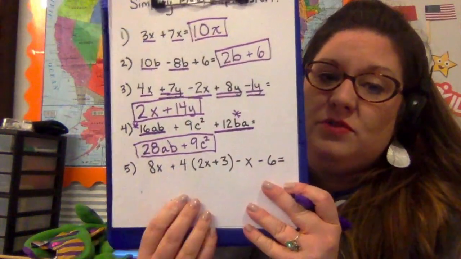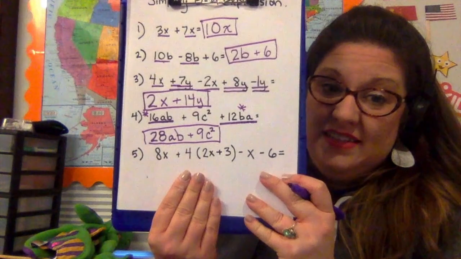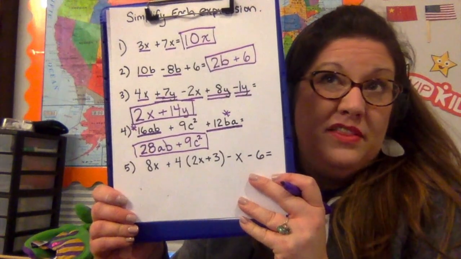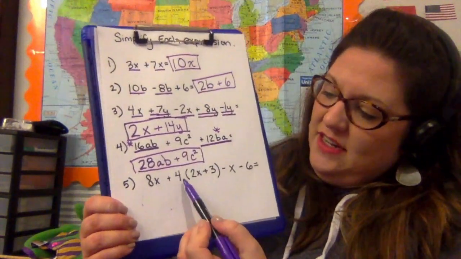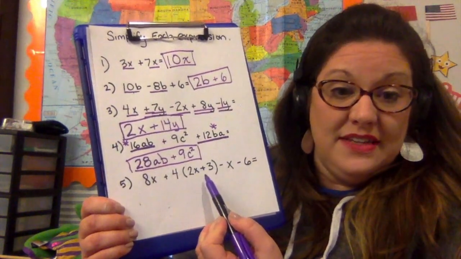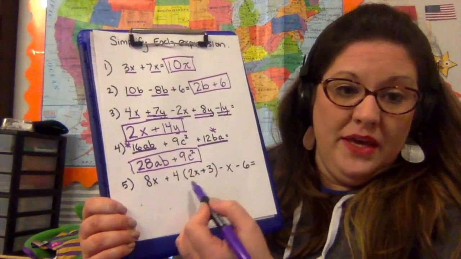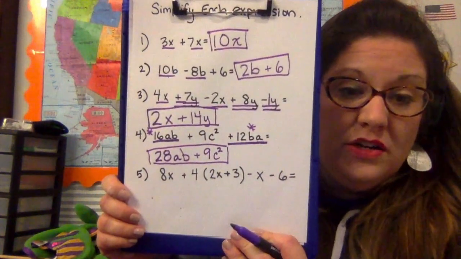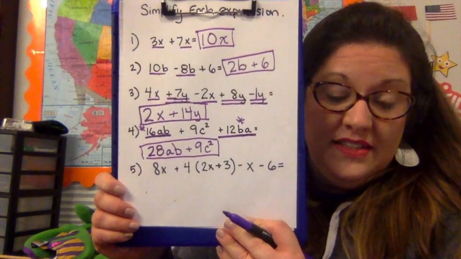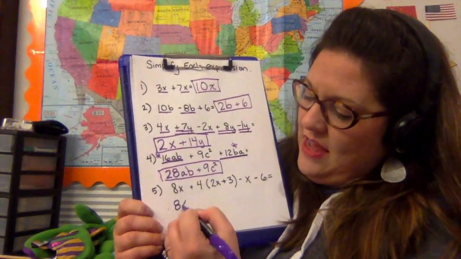All right, looking at number 5. This one's probably the most difficult one. I see some parentheses. So you should have learned way back when, maybe in about the 3rd grade, that when you have a number directly in front of parentheses, we are going to multiply that number by every term inside those parentheses. So the first thing we're going to do to simplify here, before we try to combine any like terms, is simplify our parentheses using the distributive property. So I'm going to bring down 8x. I'm not doing anything with that yet.